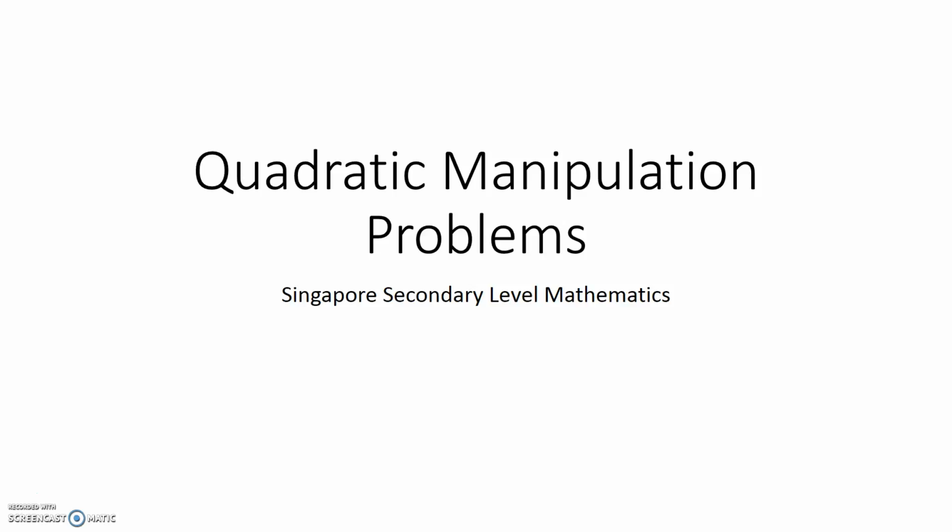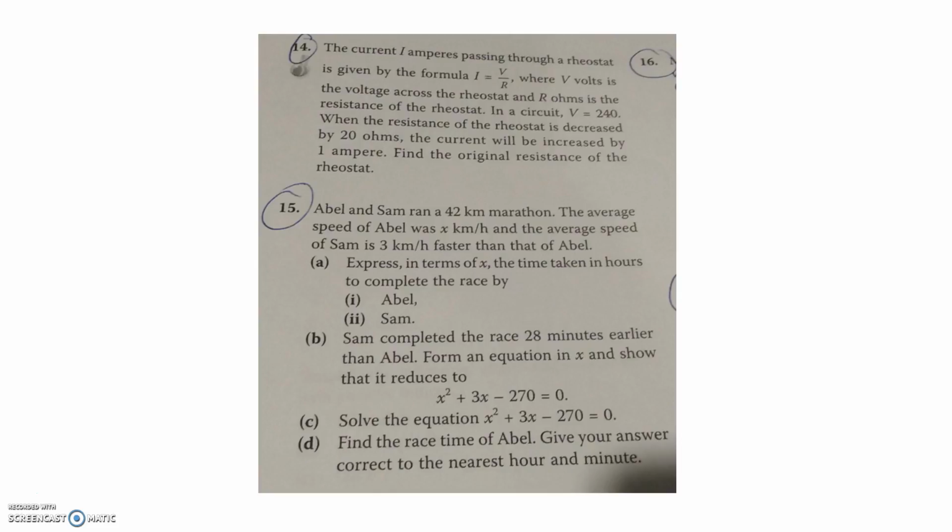So just to take a look at today's questions. This is from normal academic, but I think express students can benefit from this as well. Two questions. The current I amperes passing through a rheostat is given by the formula I = V over R, where V volts is the voltage, R ohms is the resistance, and in the circuit V is equal to 240. When the resistance of the rheostat is decreased by 20 ohms, the current will increase by 1 ampere. Find the original resistance of the rheostat.